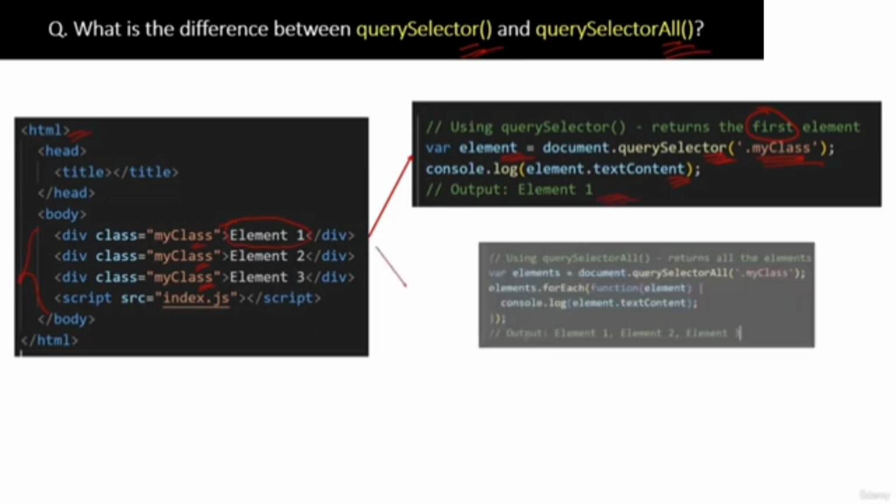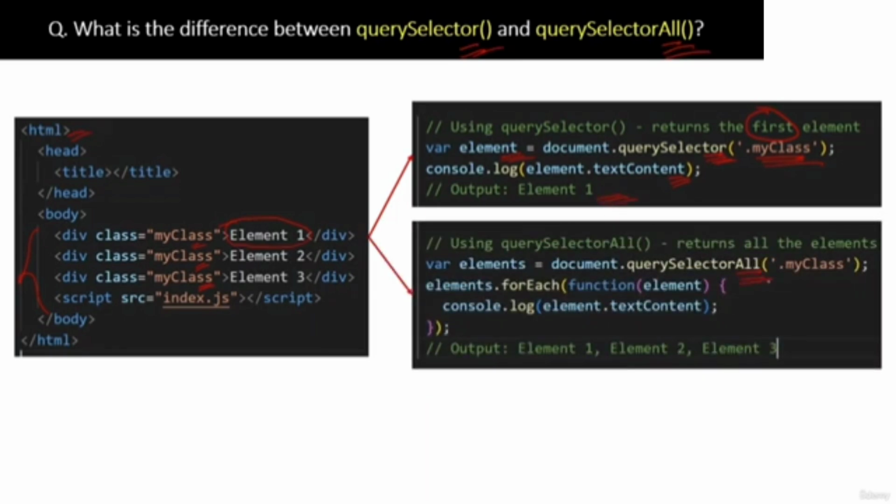Whereas if you see the code of this querySelectorAll, it will select and return all the matching elements here as per the parameter. And then we are iterating this array-like object using the forEach loop and logging the text content of all of them as the output. All right, that is the difference. One is for a single element, querySelector, and another is for all elements, querySelectorAll.